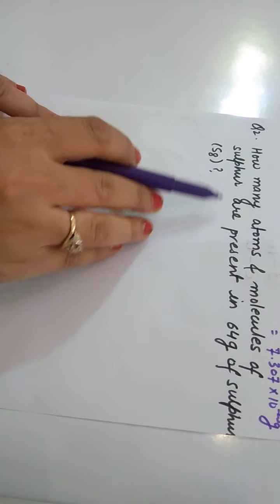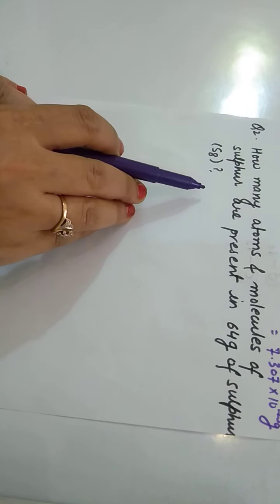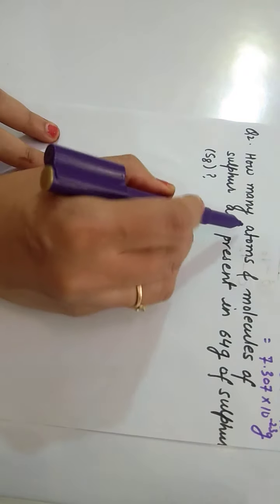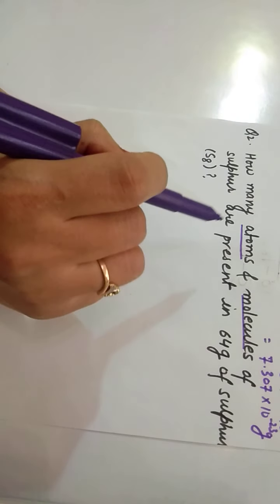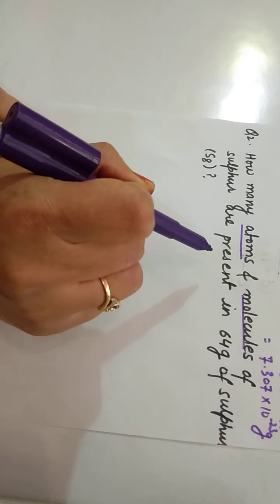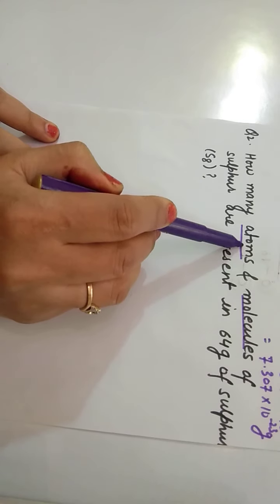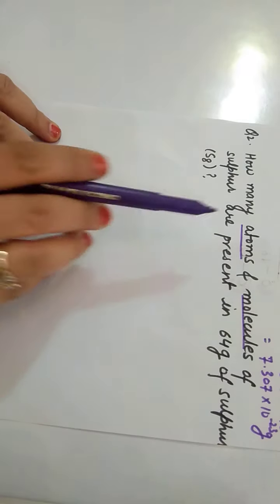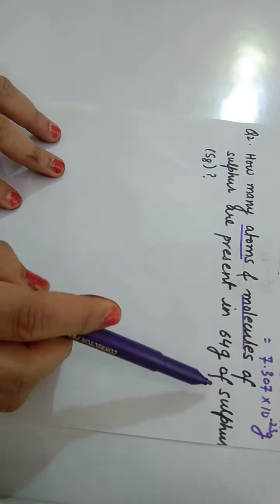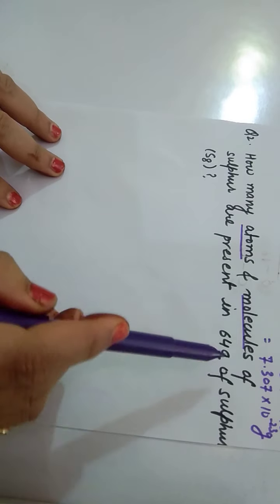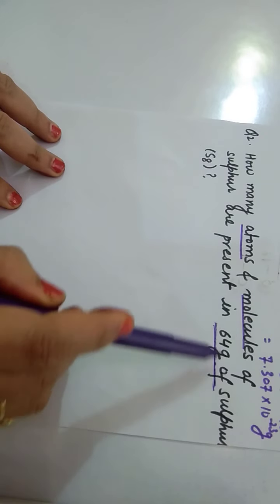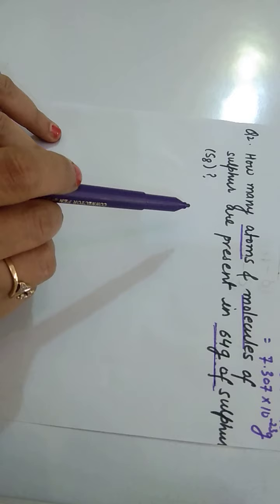Next one is, how many atoms and molecules of sulfur are present in 64 gram of sulfur? What is asked is how many atoms, number of atom and molecule. It means Avogadro number will be included. So what is asked is number of atom and molecule. So what is asked will always be on the right side. Are present in 64 gram of sulfur. Gram. It means with the help of gram you need to find out.